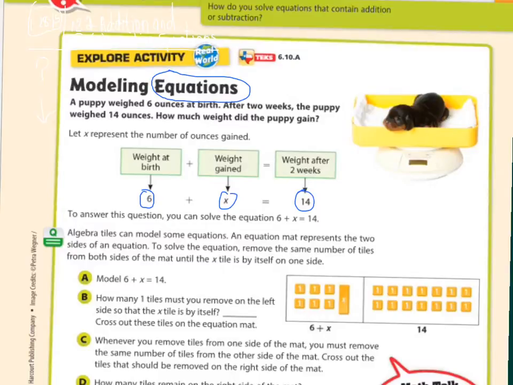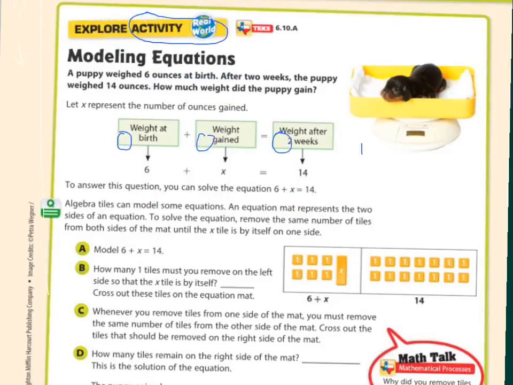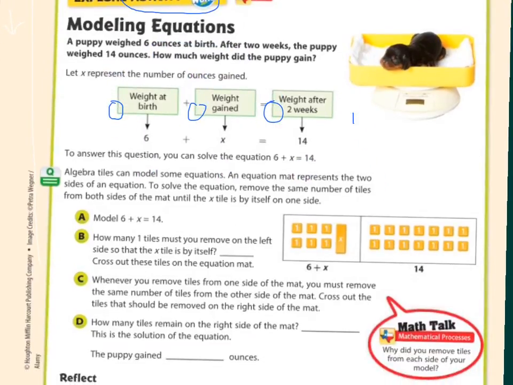When you look at the model for that, which is really what they want us to do, you have the 6.